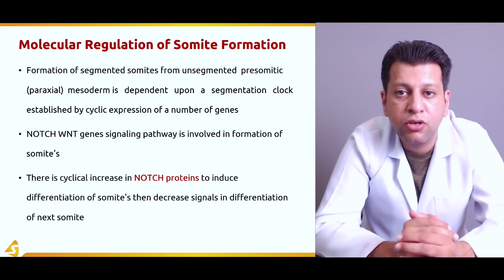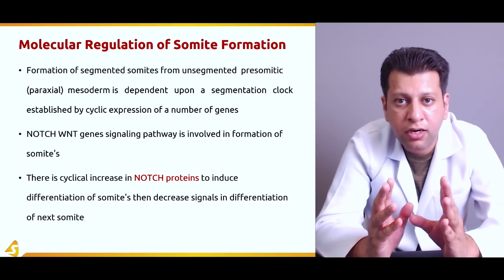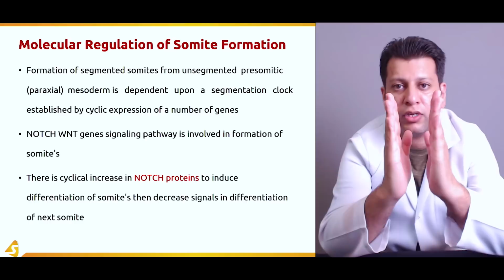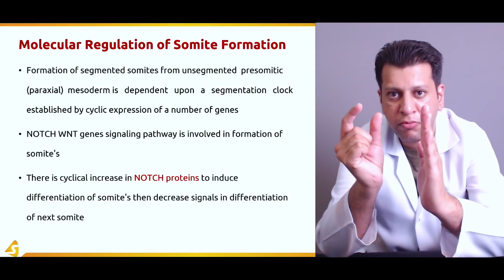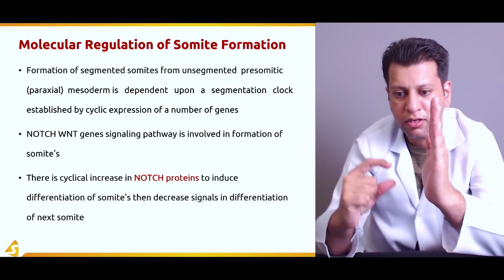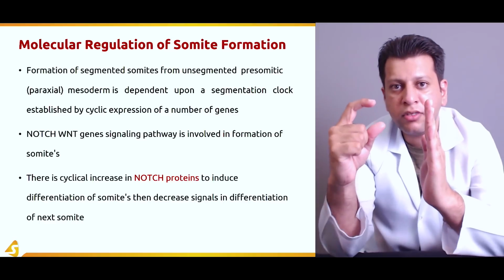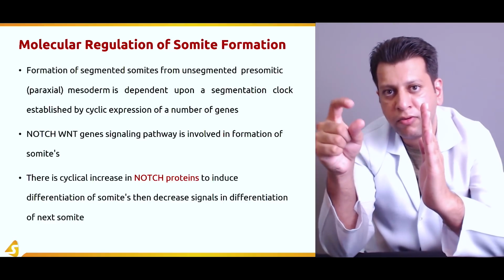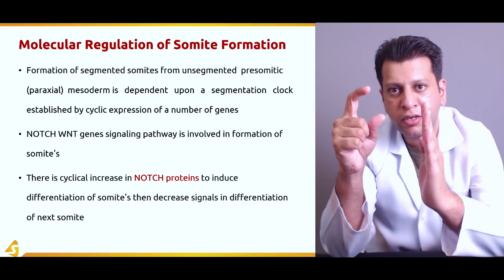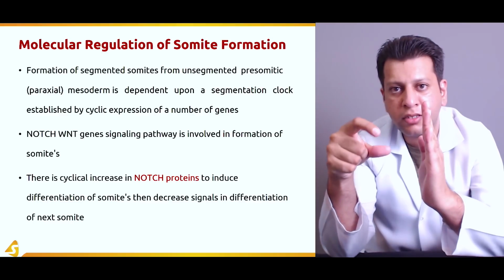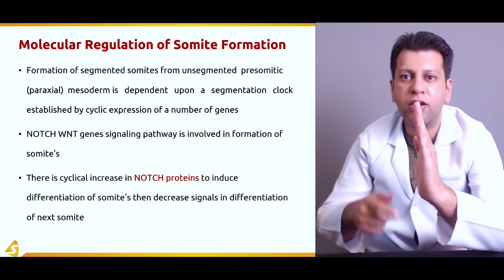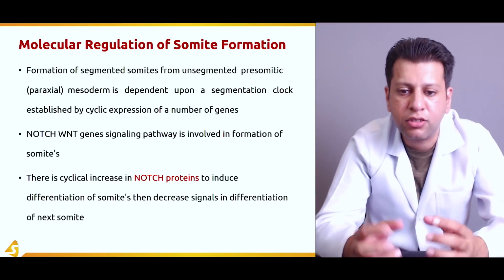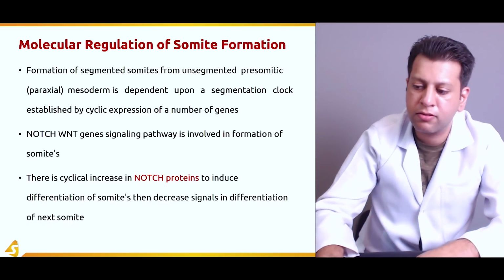So what actually happens is that, supposing this is the neural tube, there is paraxial mesoderm here, here, here, and here. Notch proteins first increase, and this part will differentiate into one somite. Then they decrease, and as a result the next part will differentiate into another somite. That's how somite differentiation takes place all along the neural tube.